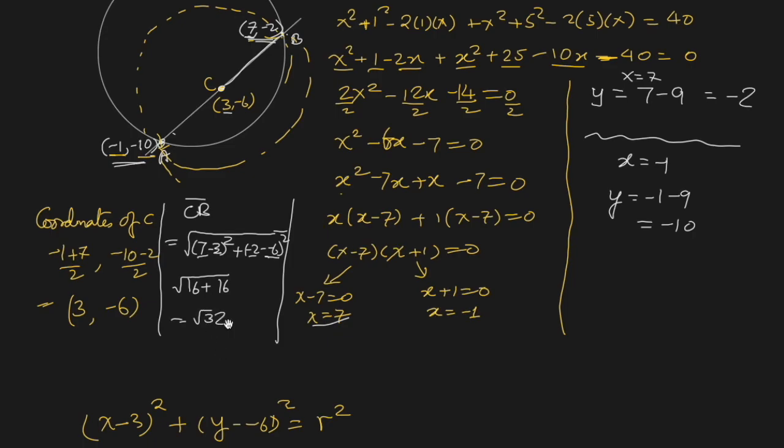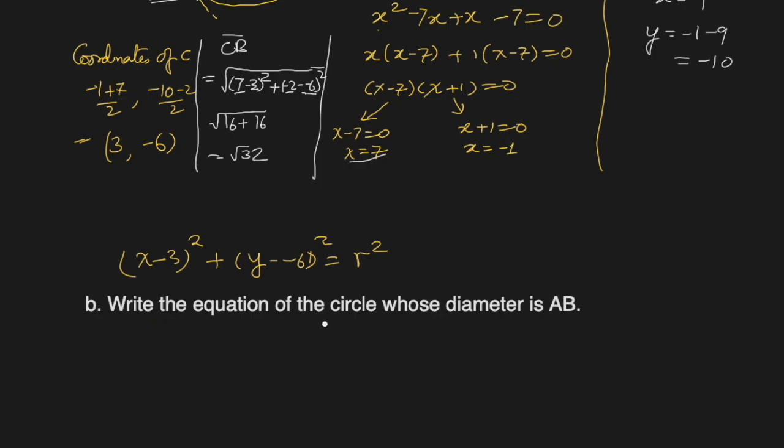Now our equation is ready. Write the equation of a circle. Equation of a circle will be x minus 3 square plus y plus 6 square equal to radius we got, square root 32, square. Square and square root cancel to give 32. So you can write in place of this just 32, and that is the equation.